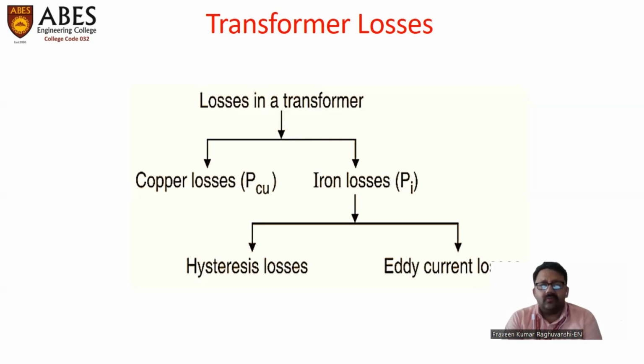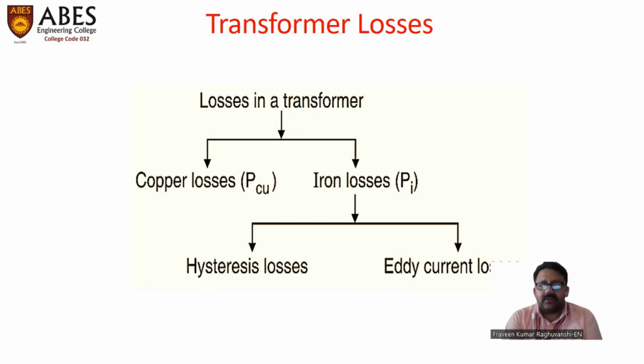As we move from full load to half load, the value of copper losses also reduces as the square of the load current. So from full load to half load condition, the copper loss is reduced to 1/4 of its full load value. And at no load condition, the value of copper losses can be considered to be 0.